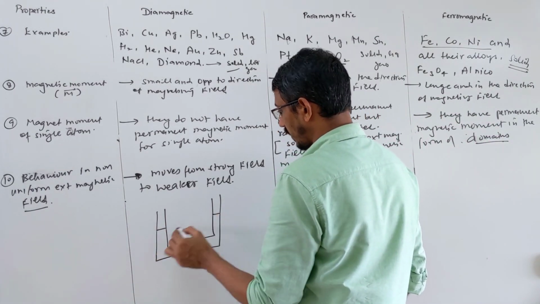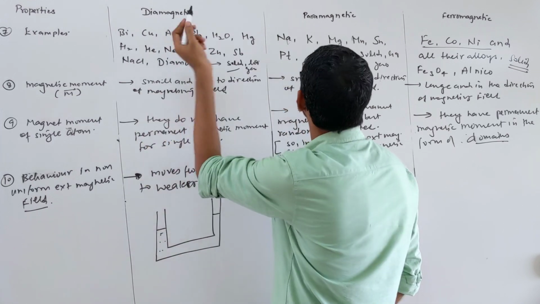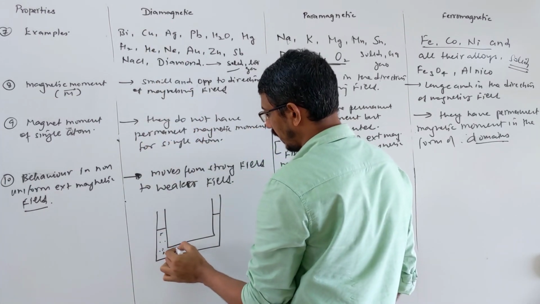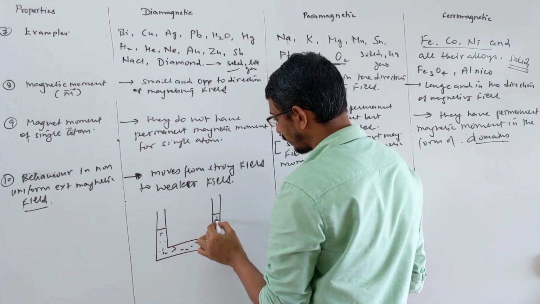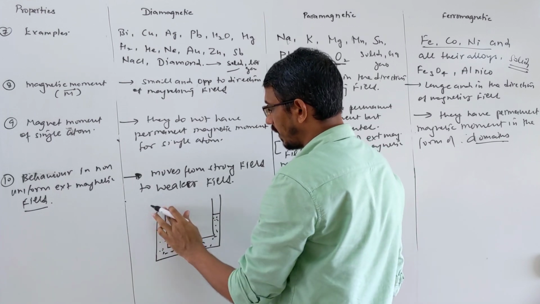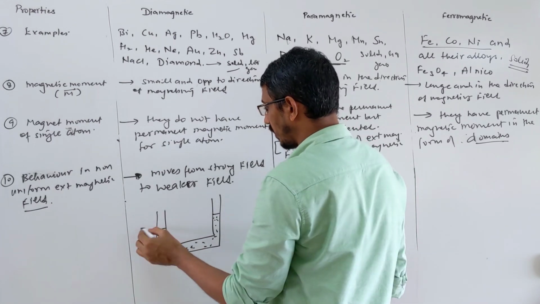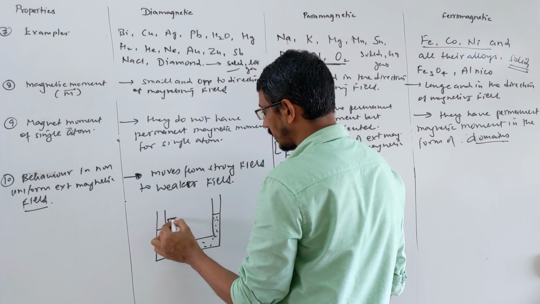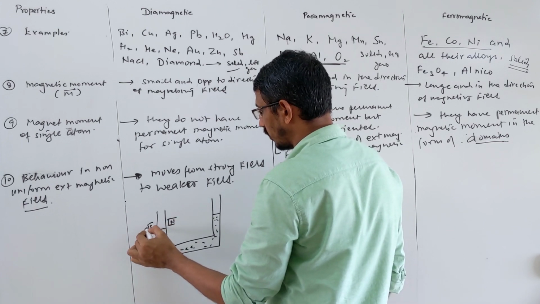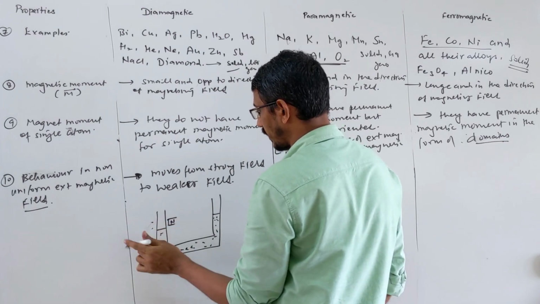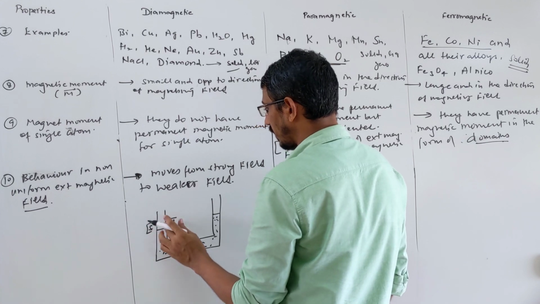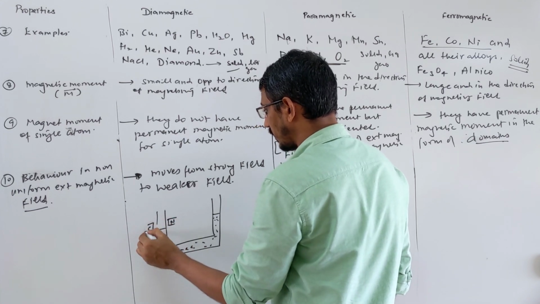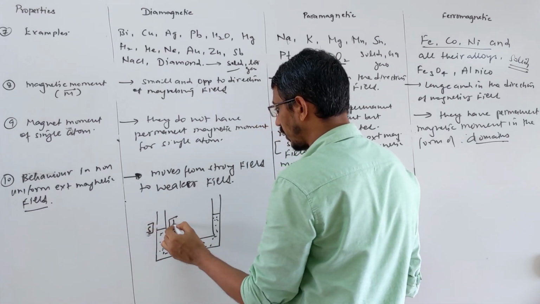So what I said, there is a U-tube. This is a U-tube and suppose diamagnetic material is filled here. Then they said that I bring a bar magnet around it. Say this is your north pole and that is your south pole. Some magnet you brought around this, right?